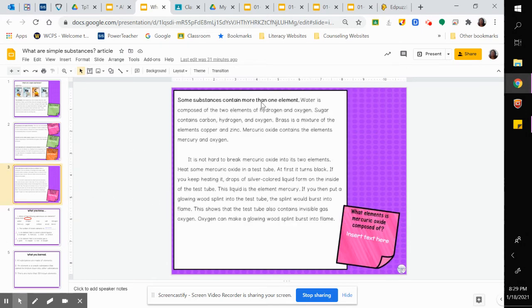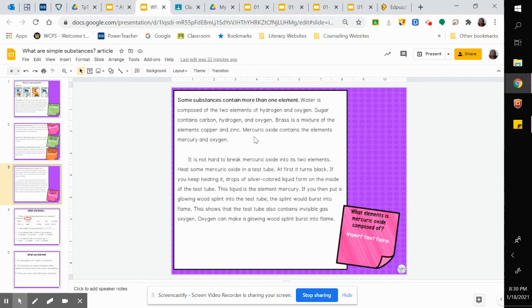Some substances contain more than one element. Water is composed of the two elements hydrogen and oxygen, like I mentioned before. Sugar contains carbon, hydrogen, and oxygen. Brass is a mixture of the elements copper and zinc. Mercury oxide contains the elements mercury and oxygen. Notice that some of those things sound very similar, right? Mercury oxide is made from mercury and oxygen, so two of them together. Sometimes the name really tells us what it's made of. It is not hard to break mercury oxide into two elements.